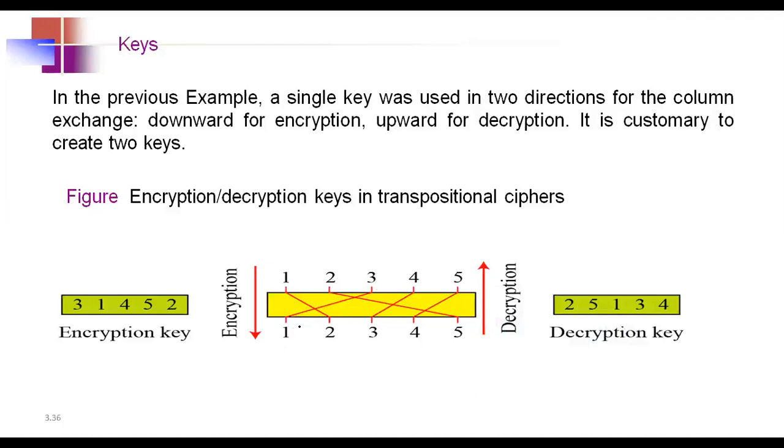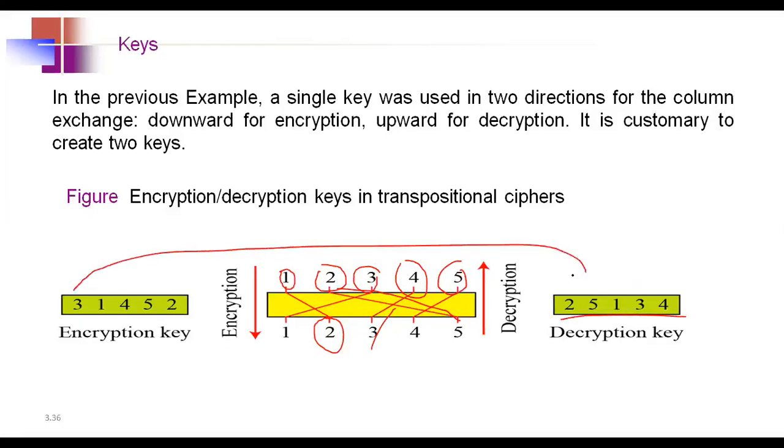This indicates this one. At first position, the second column is moved. At second position, the fifth column is moved. At third position, the first column is moved. For the fourth position, the third column is moved. For the fifth position, the fourth column is moved. So 25134 is the decryption key. So the same key is used in reverse as the decryption key.